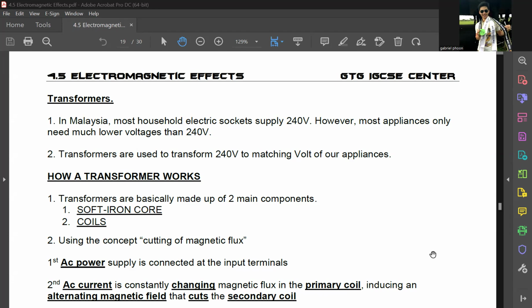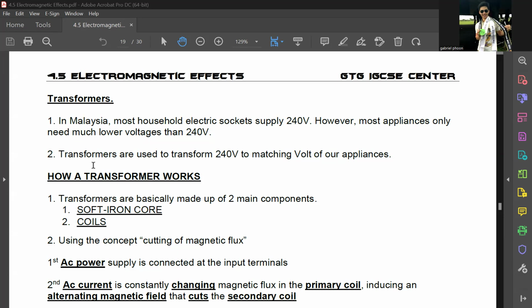Okay, anyways, like I was saying, a transformer basically converts high voltage to low voltage in most household appliances, or it could be the other way around. In Malaysia, most household electrical sockets will supply 240 volts. Like I mentioned, this socket is supplying 240 volts. But most of our electrical appliances need much lower voltage than 240 volts. For example, this laptop here probably only needs 12 volts. That's where a transformer comes in.